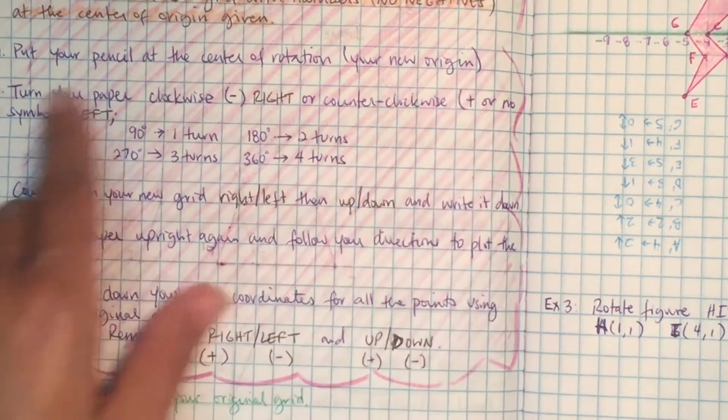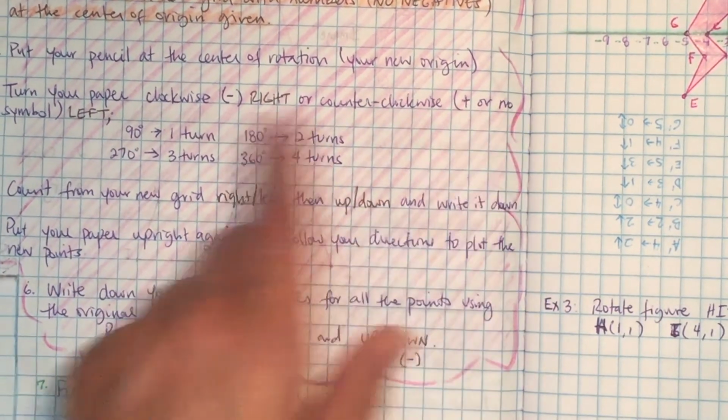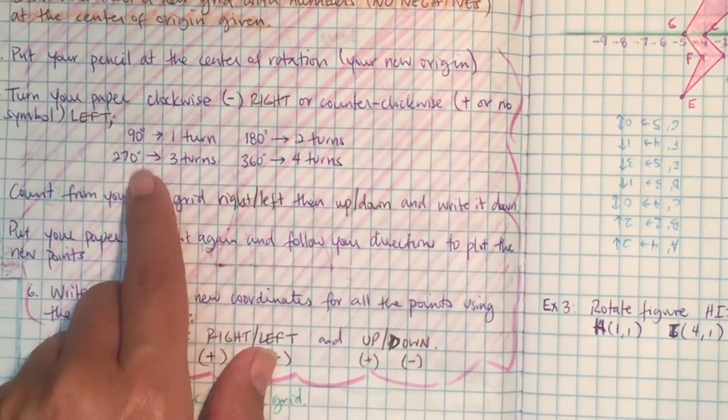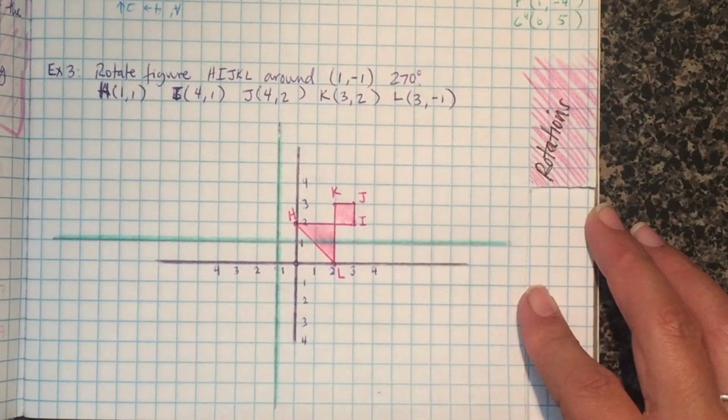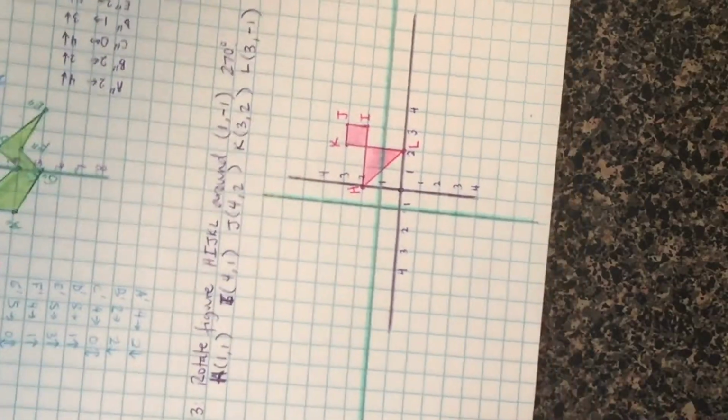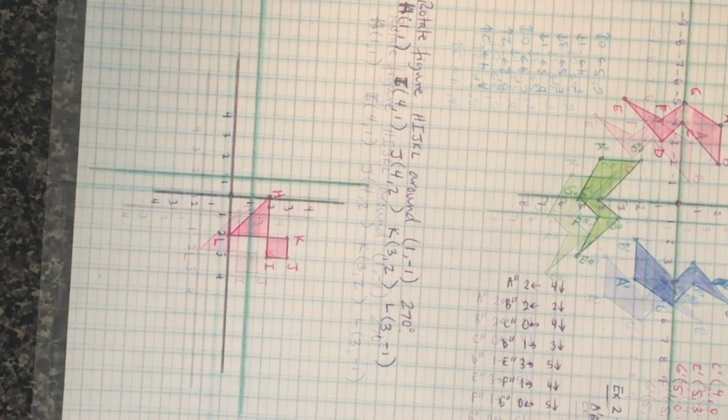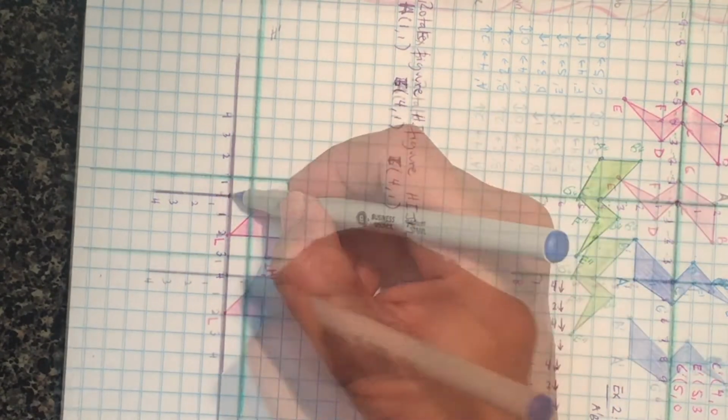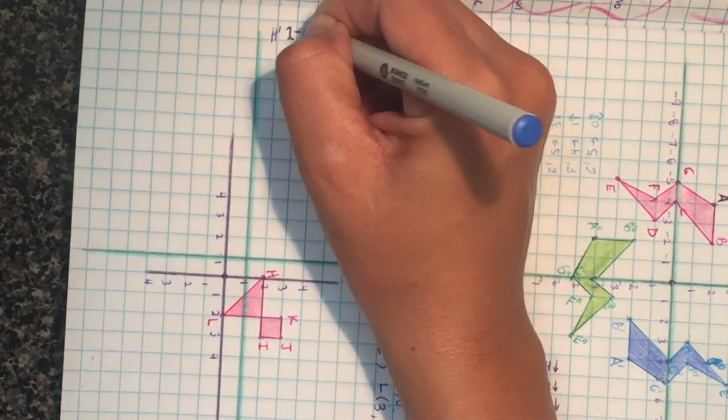Alright, then you're going to put your pencil at the center of rotation, which is your new origin, and you're going to turn it. Clockwise is right, and counterclockwise is left. So this one is 270 to the left. When there's no sign, it is positive, so to the left. Now let's write it down.